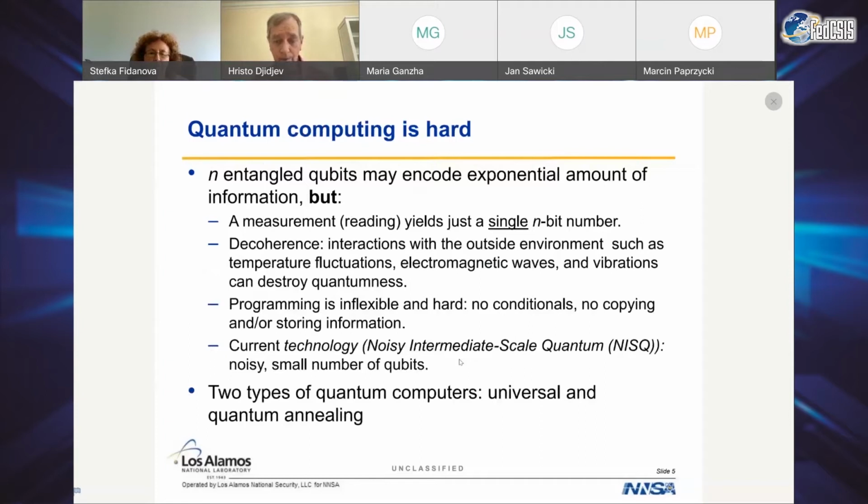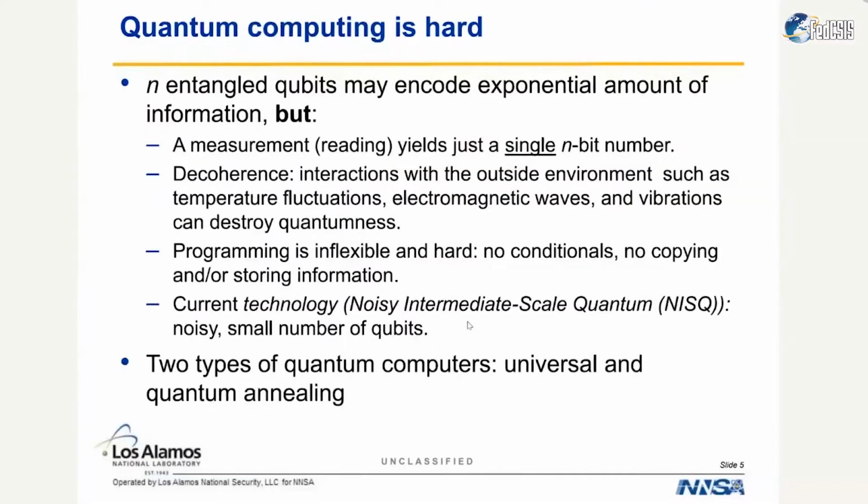Okay, so we have an exponential amount of information represented by n entangled qubits. That seems to have quite some potential, but it's not easy to use that information. It's not easy to get to that information. Although we have those 2 to the n complex numbers, we cannot directly look at them.